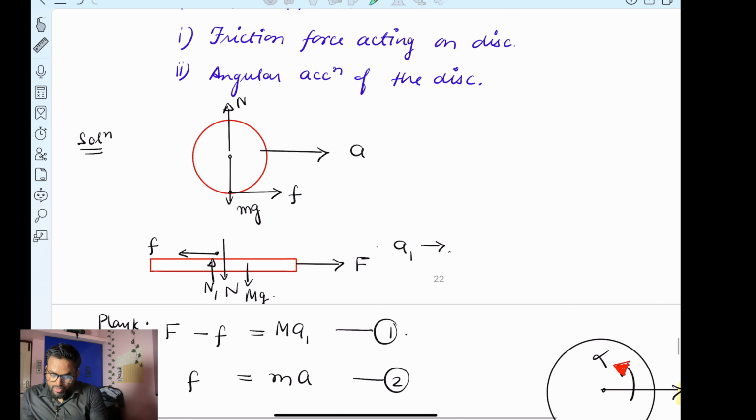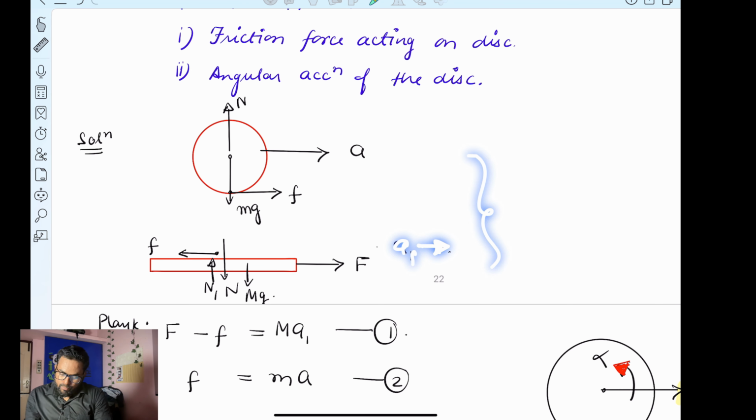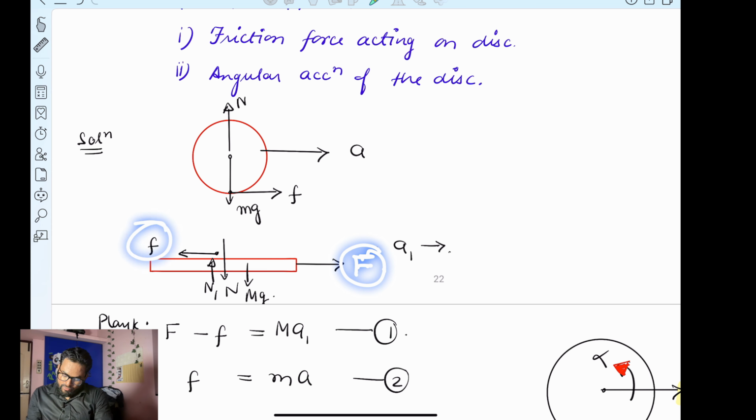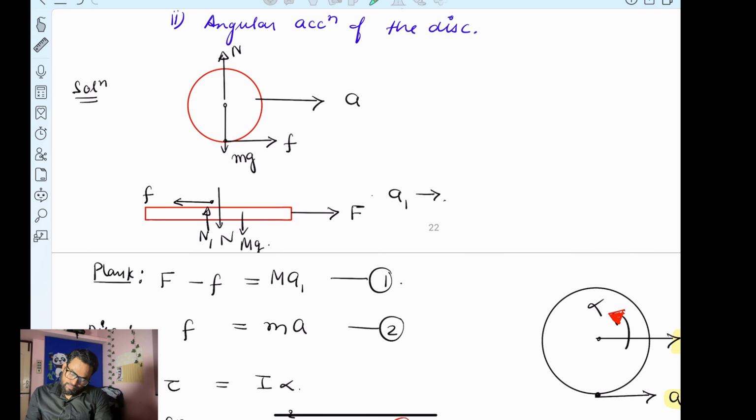So N1 reaction is from the ground, the normal is because of this disc, and mg is the gravitational force, weight. So assuming that the plank is moving forward with acceleration A1, very important. Here I have assumed two different accelerations. This one is moving with acceleration A and the plank here is moving with A1. Now for the plank, forward force F, backward force friction, net force F minus small f. So net force is mass into acceleration, M a1, equation number 1. For the disc, forward force friction f, so f equals mass into acceleration A, equation number 2.